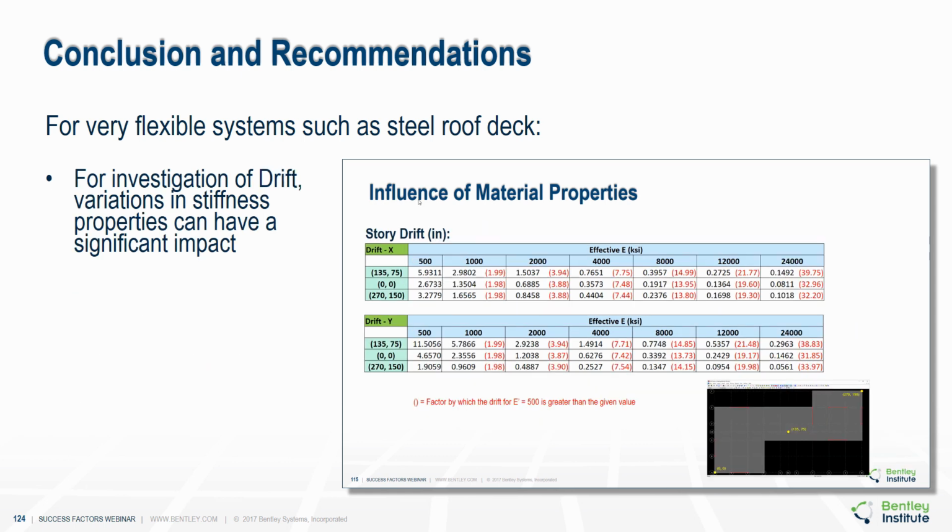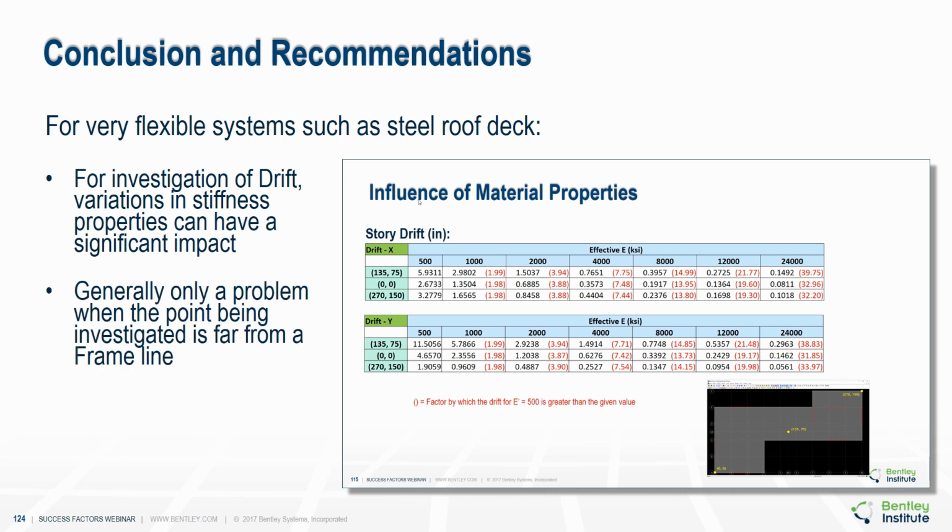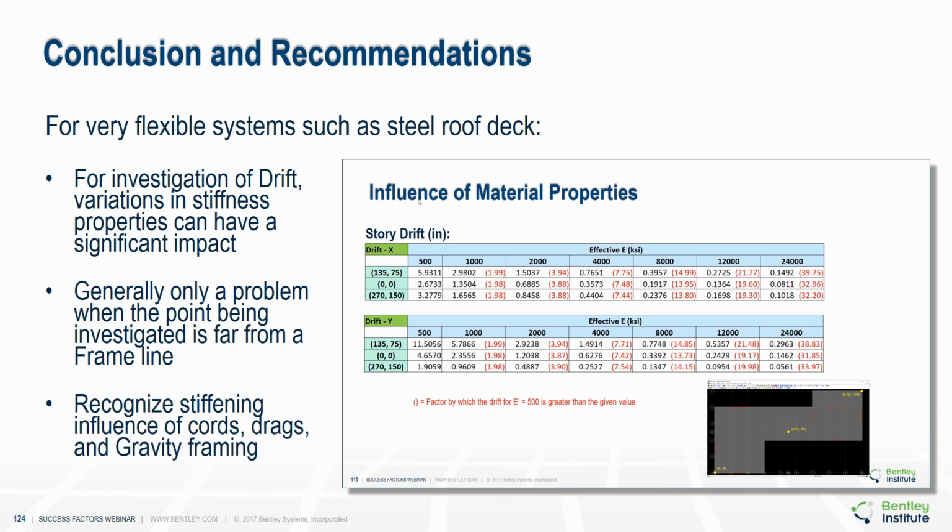For investigation of drift, the variation in stiffness properties can have a significant impact, and you're going to have to figure out how best to deal with that and how best to trust the numbers that come out of such an analysis. It's generally only a problem when you're looking at a point that's far away from a frame line. The closer you get to the frame node, the less impact this has. And then recognize that you may not have included the drags and chords and gravity framing in your analysis, but all of those have a probably significant impact in stiffening the chord and preventing the large deformations that you might otherwise see reported.